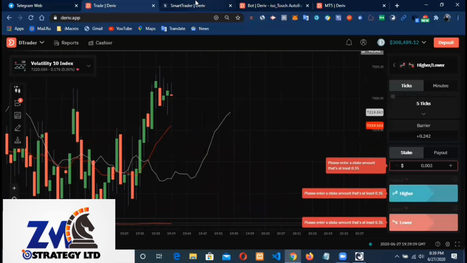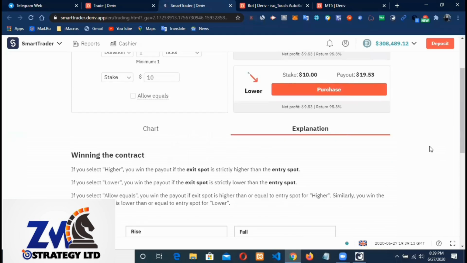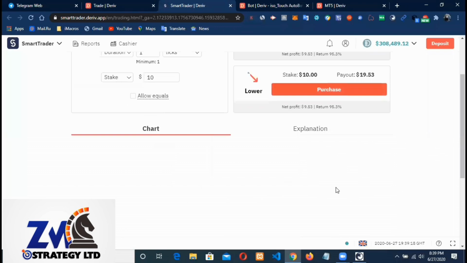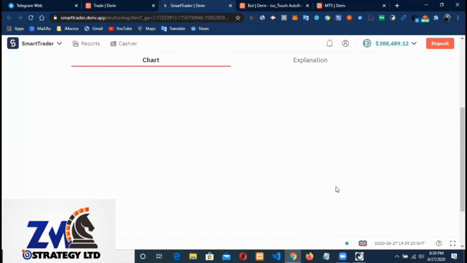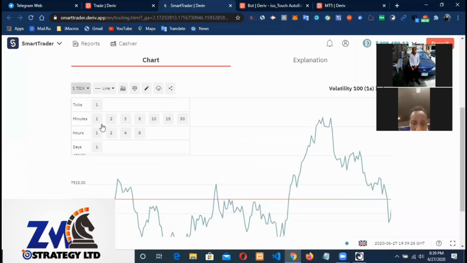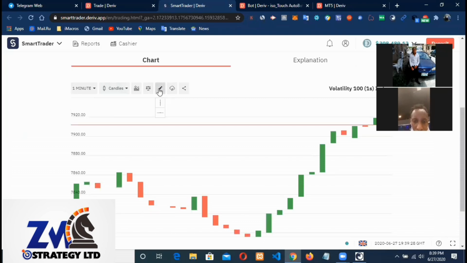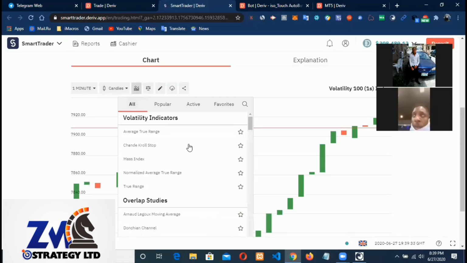Then on the aspect of the Smart Trader, you can see that the two interfaces are different. When you go to chart, let the chart open. Now, if you want to do all your settings, you might be at this very spot, and maybe you can also add an indicator. You can also add your indicator and so on.